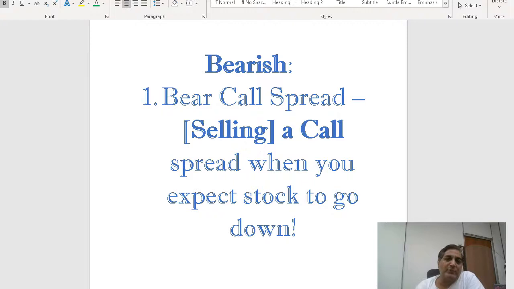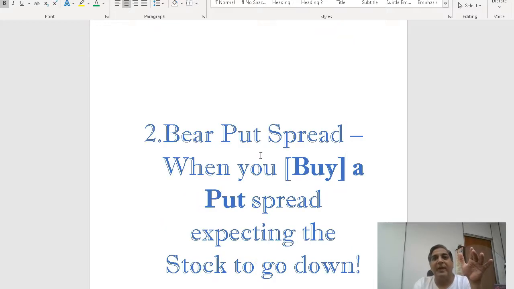If you are the seller of the call, then the person that you sell to purchases from you. He bought a call, you sold a call. He expects the price to go up, and because you sold, you expect the price to go down. So when your expectation is that the stock is going down, you can either be the seller of a call or the buyer of a put, right? Those are the two strategies. We call it a bear call spread. Bear because I am expecting the stock to go down, so I'm selling a call. And then a bear put spread, where I am bearish about the price and I'm buying a put spread.